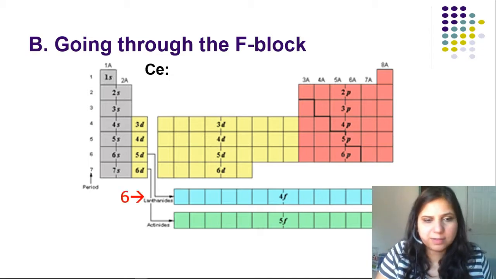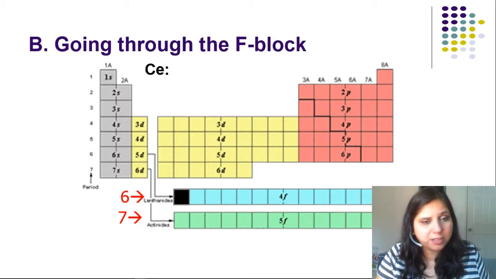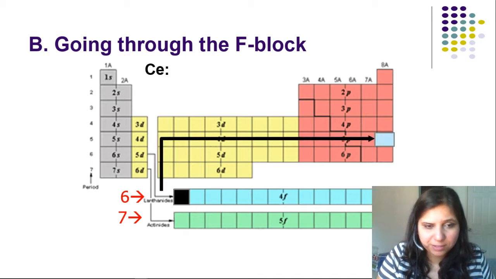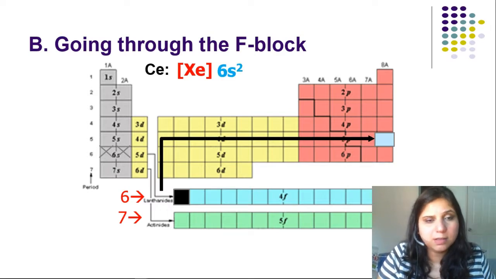So that is actually in the 6th row. That's the 7th row. And so here it is. When we go up and over, we have to imagine that it's in the 6th row. So we're going to go up and over to the 5th row, since it's in the 6th row, and that noble gas is xenon. Okay, we step off of xenon, 6th row, S block, so that's 6s2.